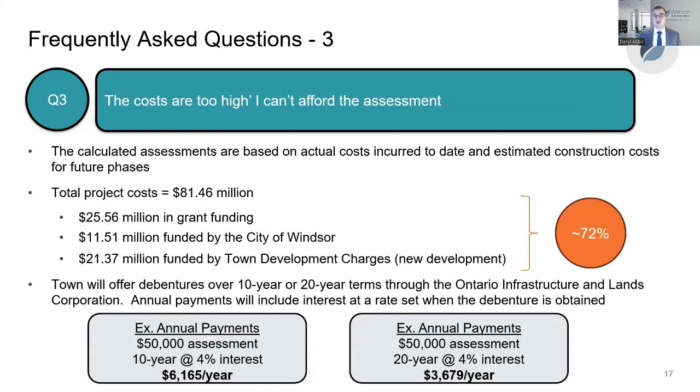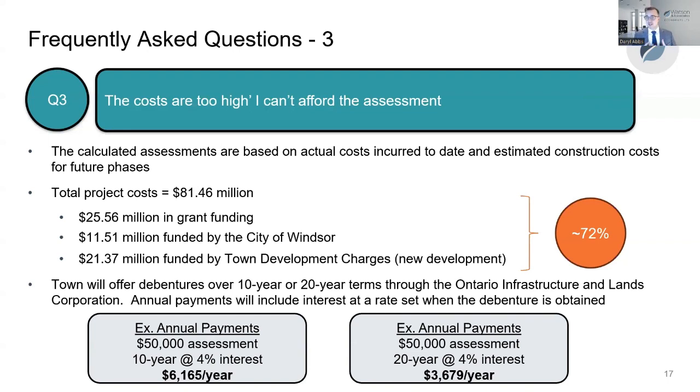The costs are too high, and I can't afford the assessment. The calculated assessments are based on the actual cost of the infrastructure incurred to date, as well as the estimated construction costs for future phases. So the total project costs of everything was approximately $81.46 million.